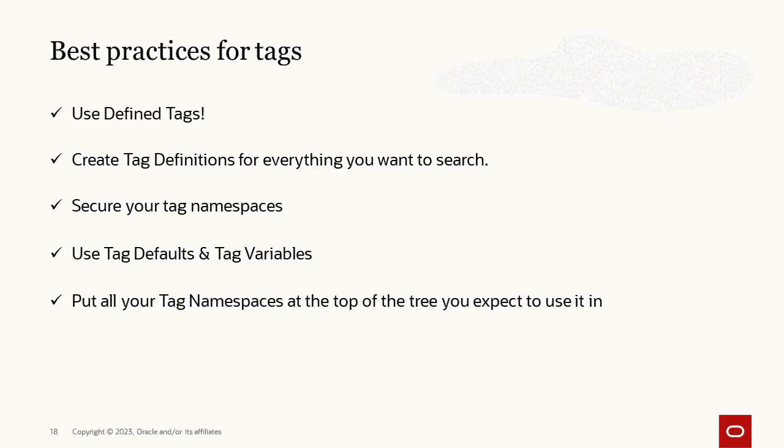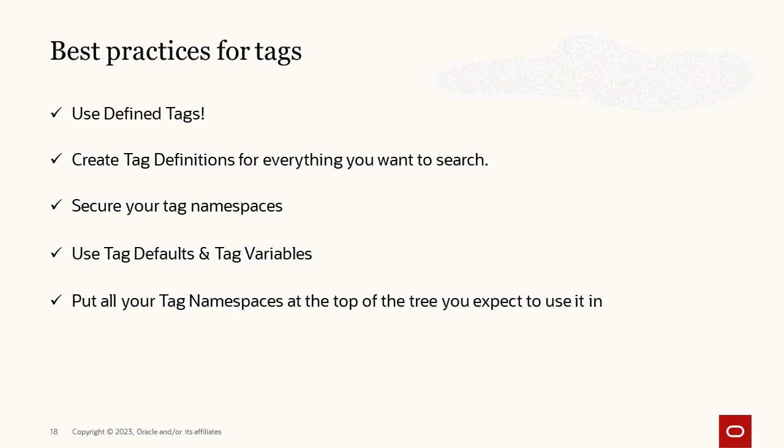Next is to secure your tag namespaces. So creating at least 2 tag namespaces to establish the distinction between one just for everyone to use and one restricted just for cost tracking. So of course you can create more than two namespaces, but just at the very least, you want to have that difference.